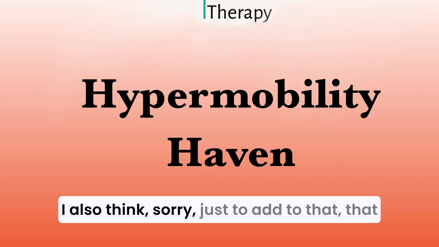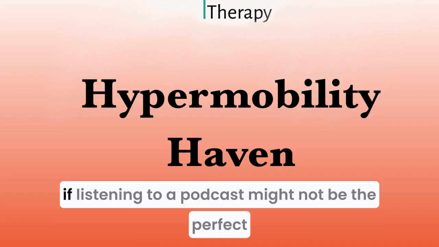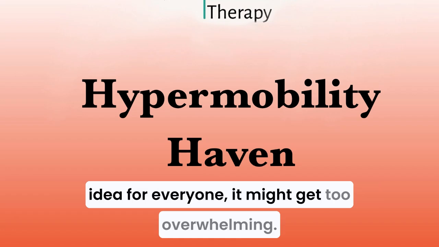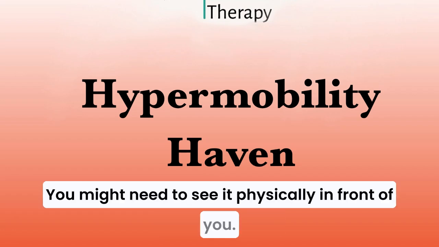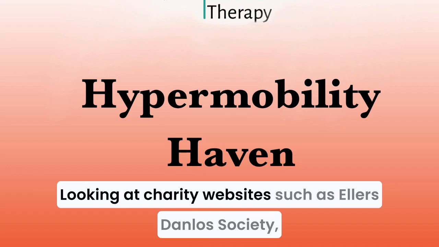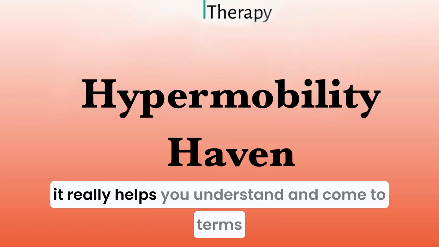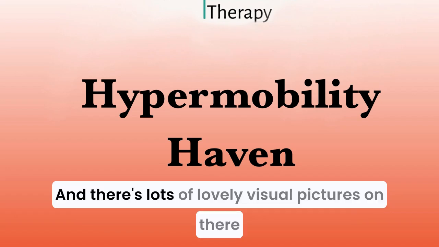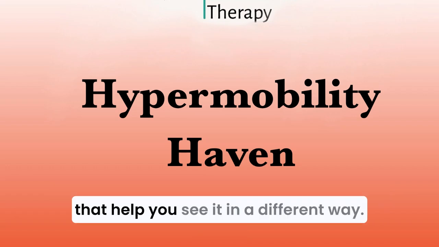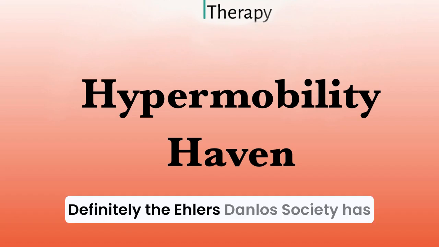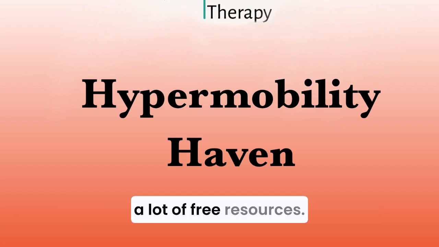I also think, just to add to that, listening to a podcast might not be the perfect idea for everyone, it might get too overwhelming. You might need to see it physically in front of you. Looking at charity websites such as the Ehlers-Danlos Society, they have a plethora of information on there, and it really helps you understand and come to terms with what the condition actually is. And there's lots of lovely visual pictures on there that help you see it in a different way. Definitely, the Ehlers-Danlos Society has a lot of free resources.